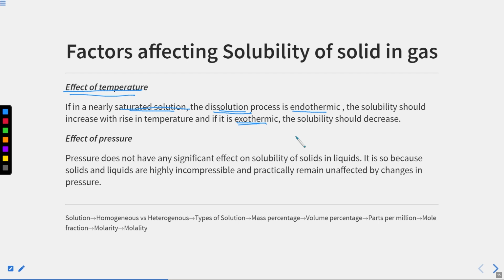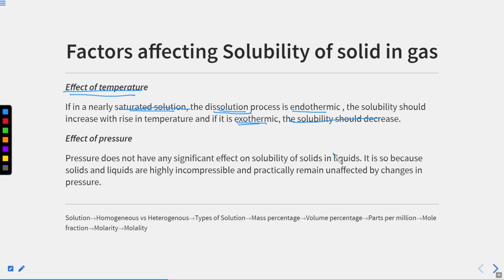If we have an exothermic dissolution, the solubility will decrease if we raise the temperature, because the process gives out heat, and in the reverse process it will take the heat. So if we increase the temperature, it will move in the reverse way so that the extra heat is taken. And the reverse of dissolution gives us solvent and solute back. So that is the thing here.